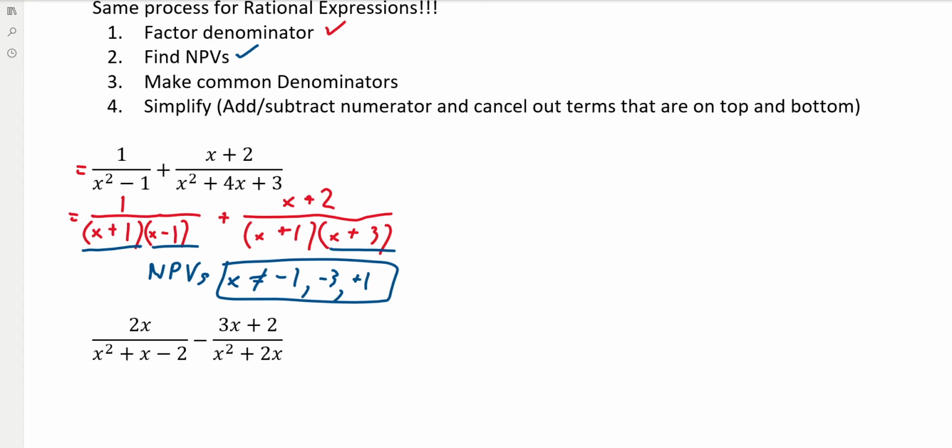Okay, next, make common denominators. So we're going to do that one next. If we already have something common, we can actually skip that part, but then we're going to follow the same rules as the fractions above. Multiply the denominator of one side by the other side to make common denominators.